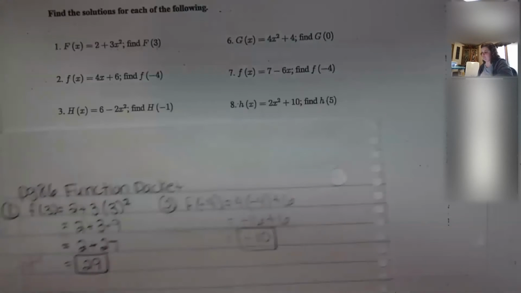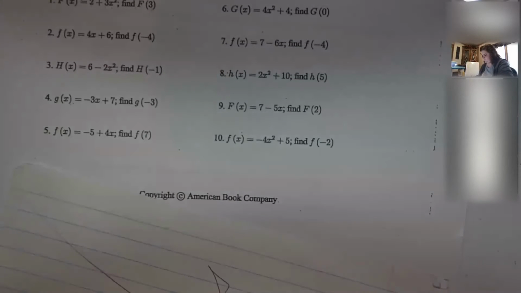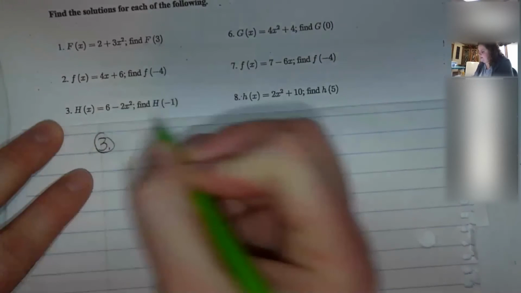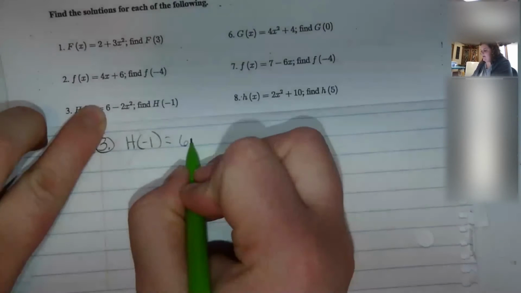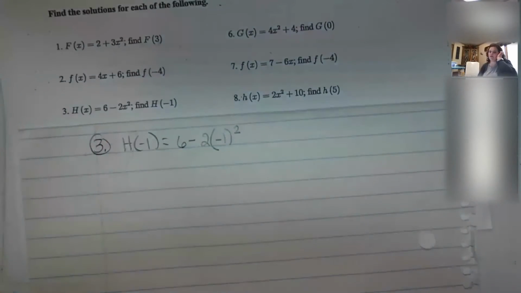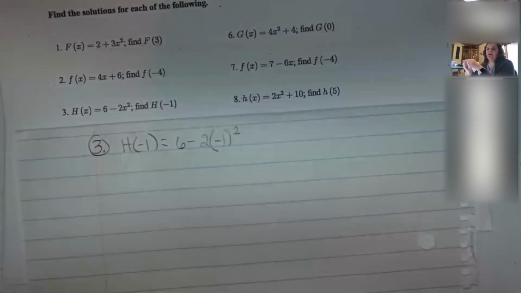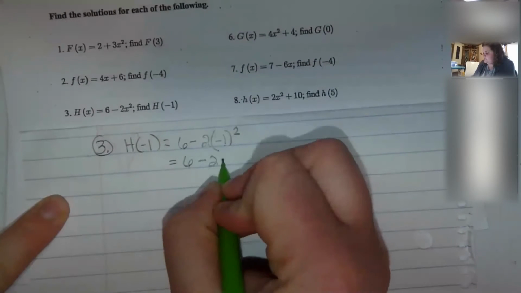Okay, we'll do a couple more. Number 3. Number 3 says h of negative 1. So I have 6 minus 2 parentheses. Now I'm going to put in that negative 1 and squared. So I see subtracting, I see multiplying, and I see exponents. Which one should come first? Exponent. Exponents. So that's a negative 1 times a negative 1. What is negative 1 times negative 1? Positive 1. Yep. So I have 2 times 1 there.